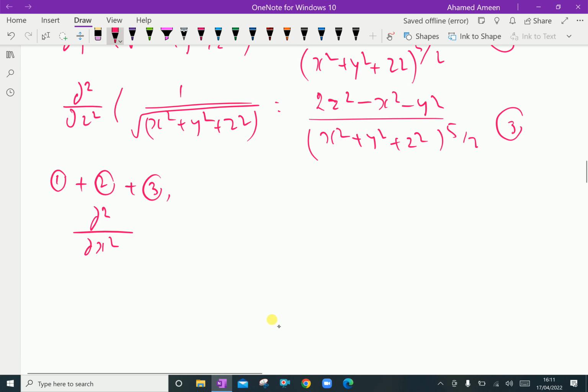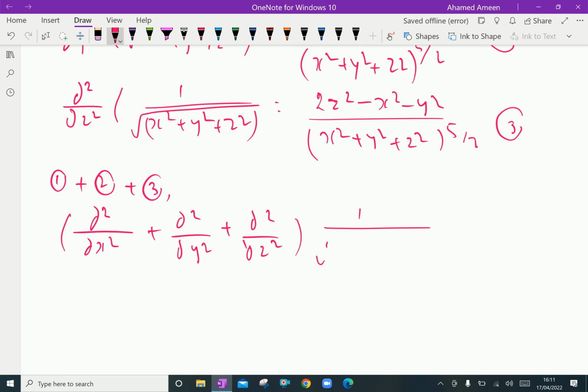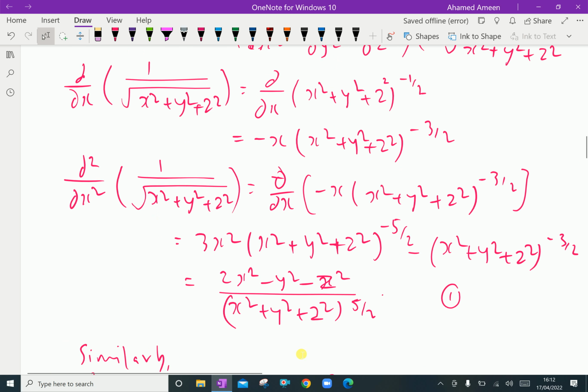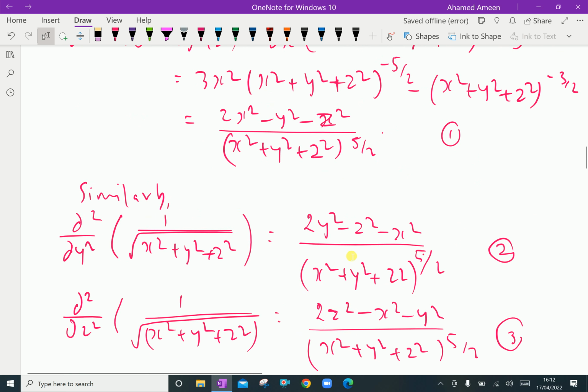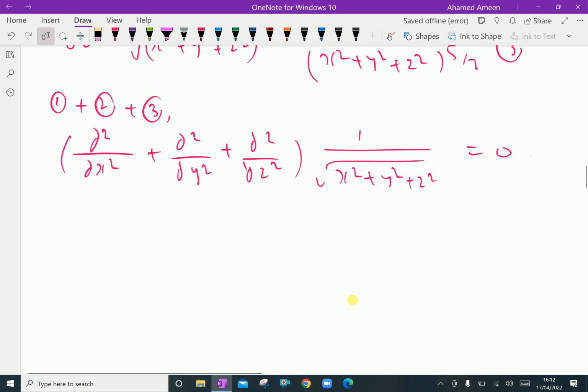Adding 1, 2 and 3 gives dou square by dou x square plus dou square by dou y square plus dou square by dou z square of 1 over the square root of x square plus y square plus z square equals 0. Then from that we can say this is proved: delta square of 1 over r equals 0, proved.